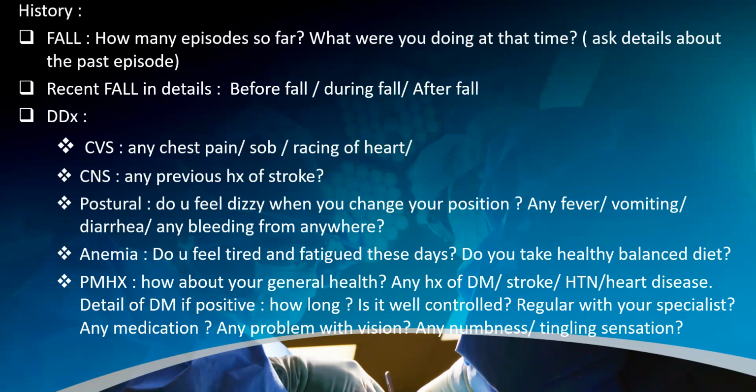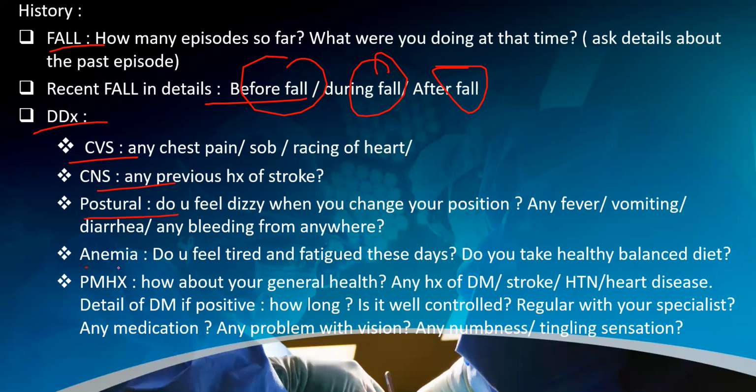Now in the history, everything will be the same. Obviously you need to reassure the patient a lot in here. Then start your questions about the fall. How many episodes so far, what exactly were you doing when this fall happened? So what you are doing in here is pre-fall, I mean, before the fall, what happens during the fall and after the fall. Same as pre-syncope, syncope, post-syncope. Then move on to the differential, CVS, CNS questions, exactly the same as before. Postural hypotension questions, then anemia related questions.